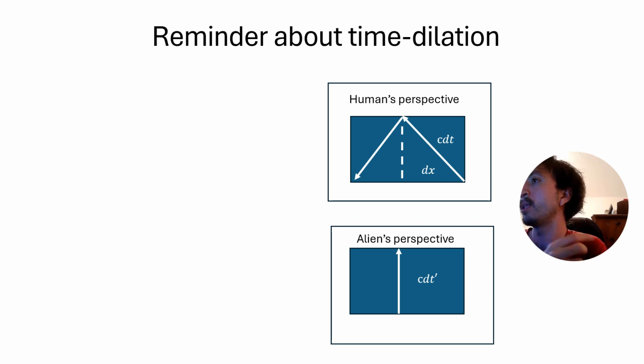And I called dx the distance the train or the light beam has travelled horizontally as the light is travelling towards the ceiling of the train. And the human will say that the distance the light has travelled, the diagonal distance according to the human, is the speed of light in his reference frame, c, times the time it takes the light to travel that distance, dt.